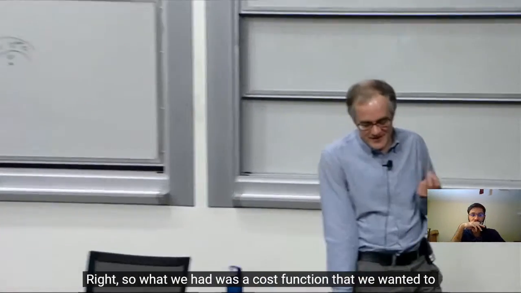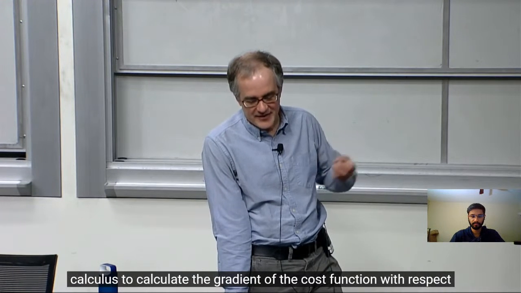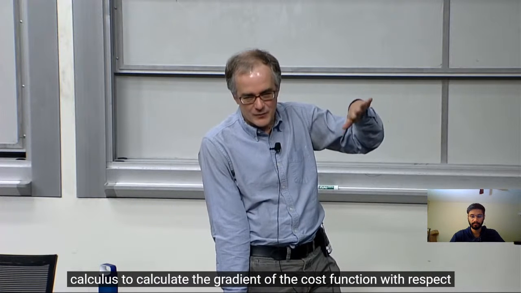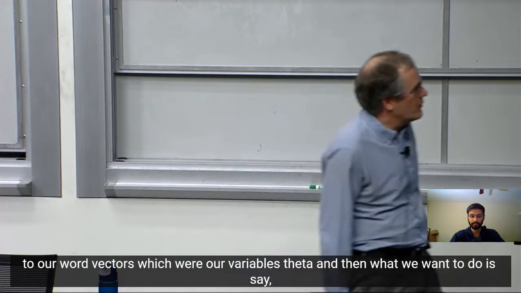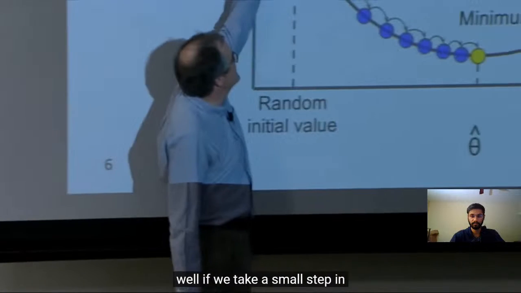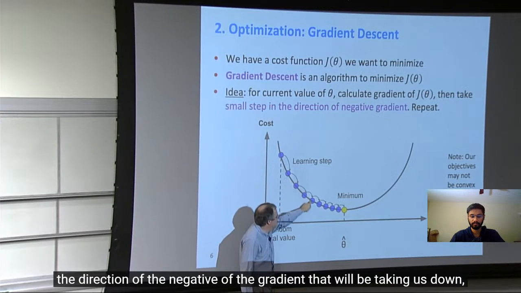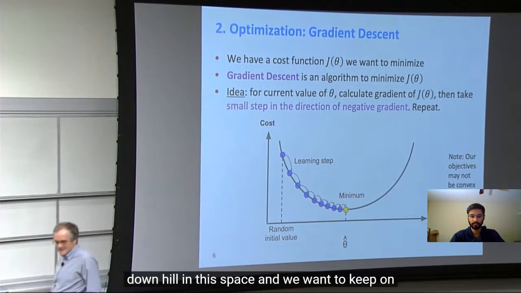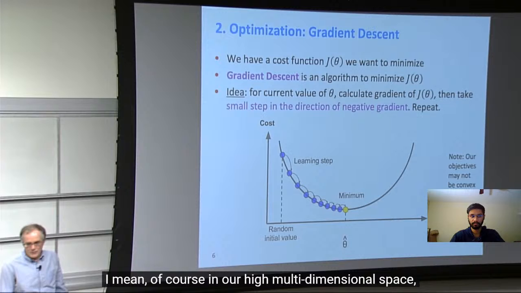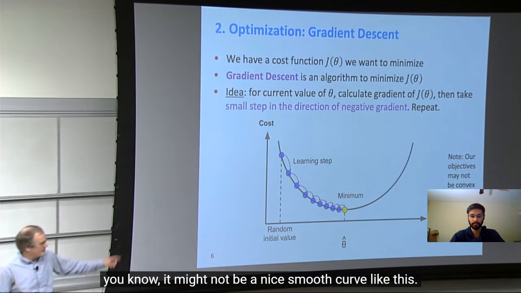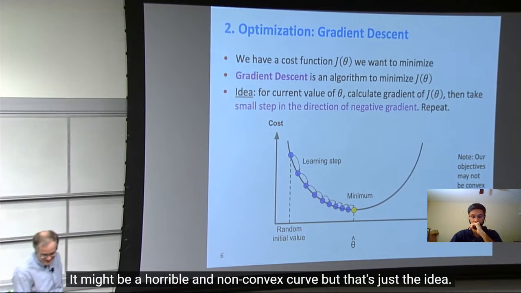Right, so what we had was a cost function that we wanted to minimize, and so what we did was a bit of calculus to calculate the gradient of the cost function with respect to our word vectors, which were our variables theta. And then what we want to do is say, well, if we take a small step in the direction of the negative of the gradient, that will be taking us downhill in this space, and we want to keep on doing that and head to the minimum of our space. Of course, in our high multidimensional space, it might not be a nice smooth curve like this. It might be a horrible and non-convex curve, but that's just the idea.